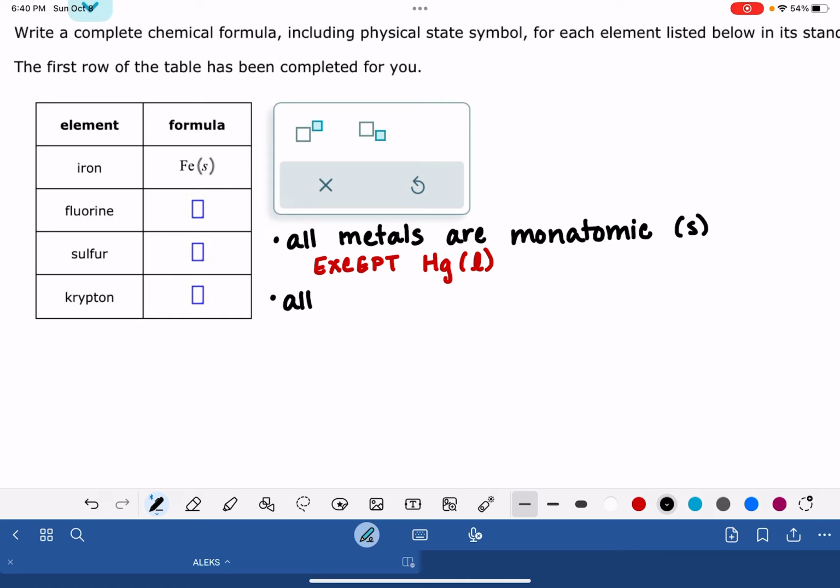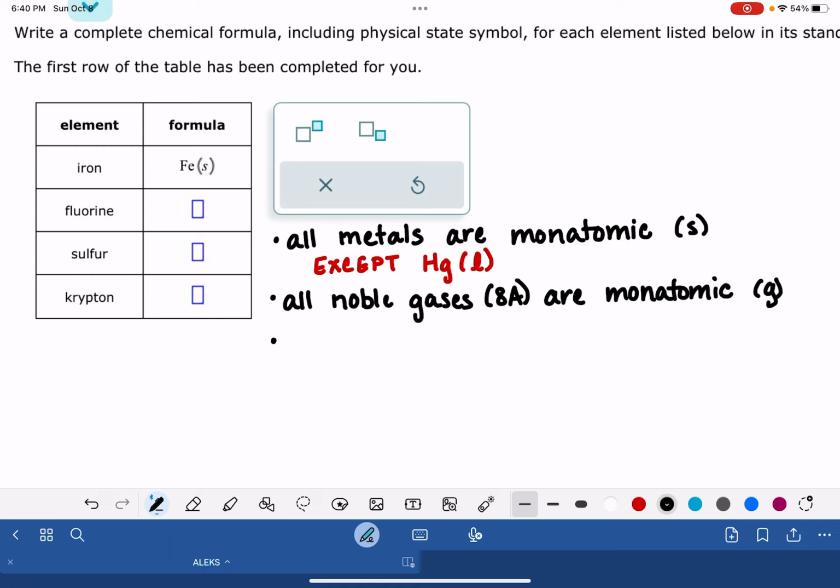If you have a noble gas, so all of the noble gases, these are the elements that are in column 8A on the periodic table. All noble gases are also monatomic, and obviously, because they're gases, they are in the gas state.